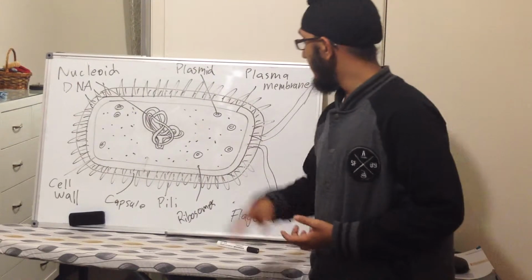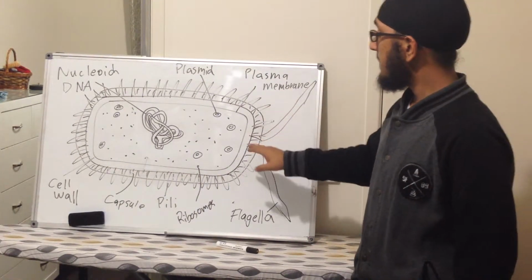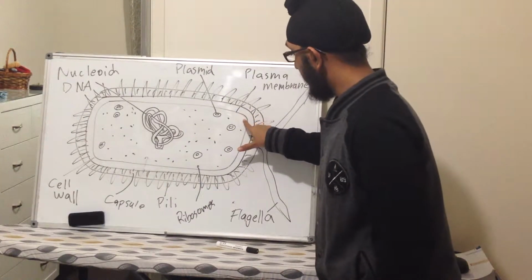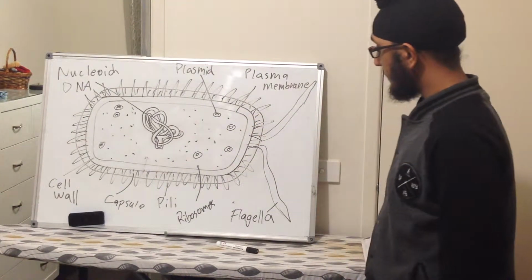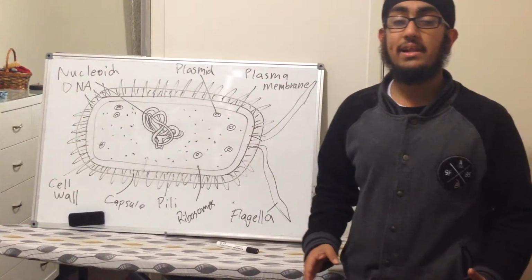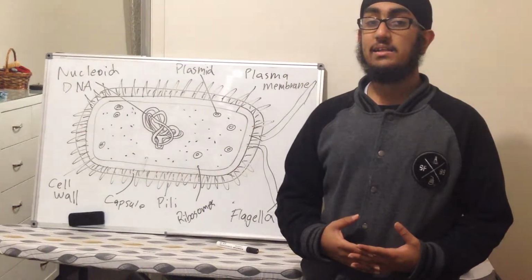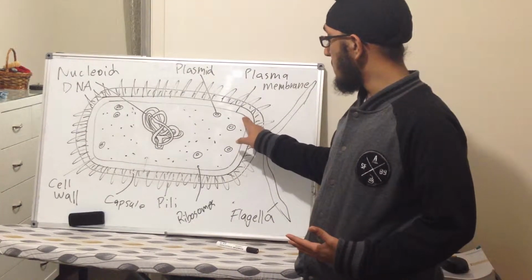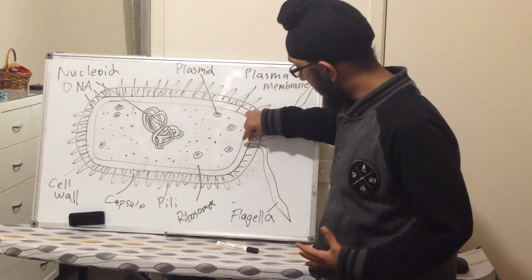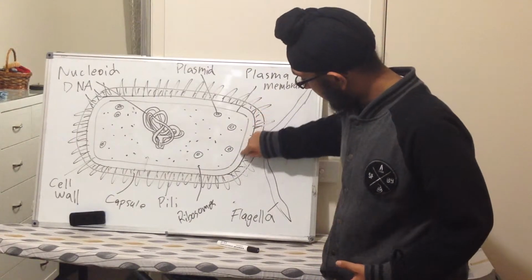And our next one is the plasma membrane. Plasma membrane is just this thin line here, as you can see, that like every other plasma membrane, controls what goes in and out of the cell, and it's just inside the cell wall. So the cell wall is this layer, and the plasma membrane is just this line here.